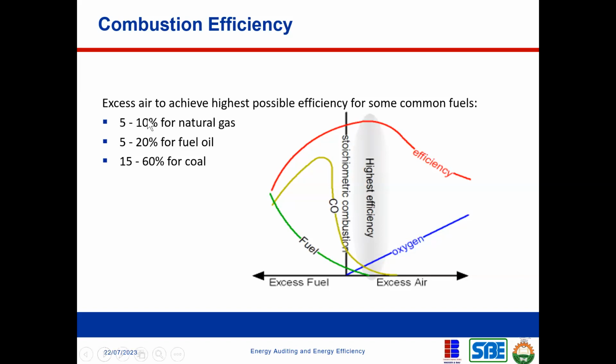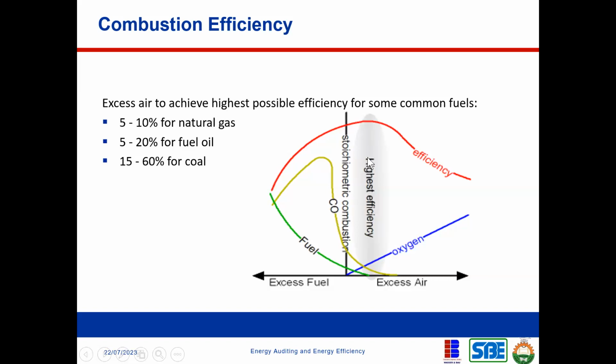So here are some examples. If you're using natural gas, it is recommended that you add between 5 to 10% excess air. If you're using fuel oil, like diesel or PMS, you can add excess air of maybe 5 to 20%. If you're using coal, you might add excess air between 15 to 60%. And this is a diagram to illustrate how that relationship works.